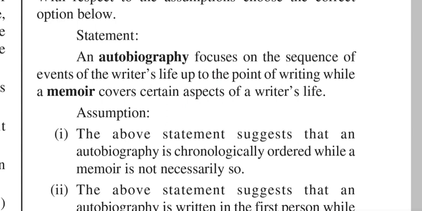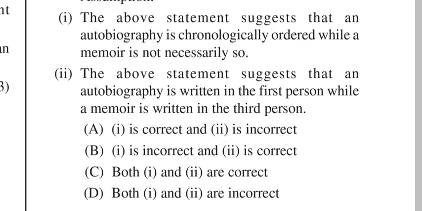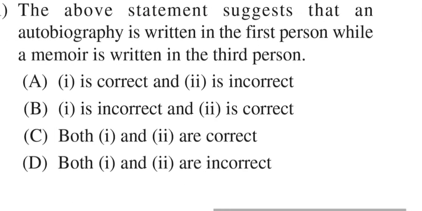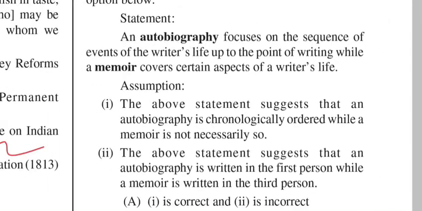Okay, so we have read the statement, now we will read the assumptions. Number 59: One, the above statement suggests that an autobiography is chronologically ordered while a memoir is not necessarily so. Two, the above statement suggests that an autobiography is written in the first person while a memoir is written in the third person. What is the correct option? A, one is correct, two is incorrect. One is incorrect and two is correct. Both one and two are correct. Both one and two are incorrect. So find out.